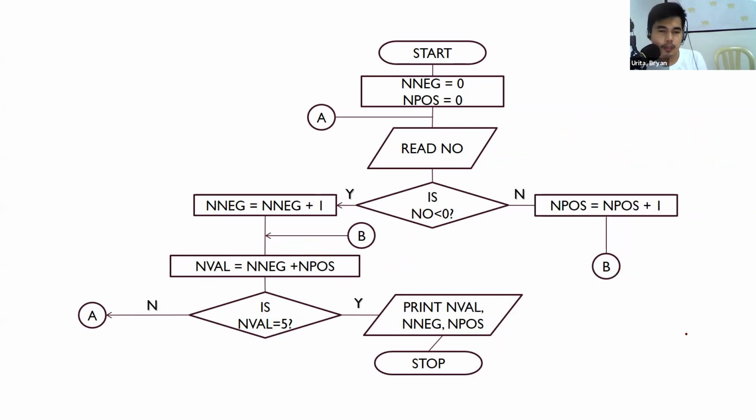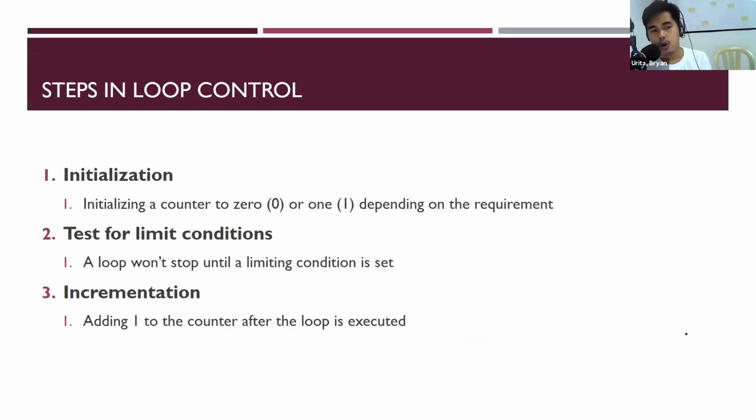Erase natin. May screenshot and study the flowchart. Okay, now on the steps in loop control, initialization, huwag natin kakalimutan yan. Kasi nga, ang counter natin guys, kailangan natin ng initialization. And then, sometimes we initialize it to 0, katulad nung n neg natin, kasi nagsisimula tayo sa wala. Or 1, katulad nung sa radius natin, nag-start tayo sa radius equals 1. So yun yung mga example ng counter natin na nagsimula sa 0 or 1.